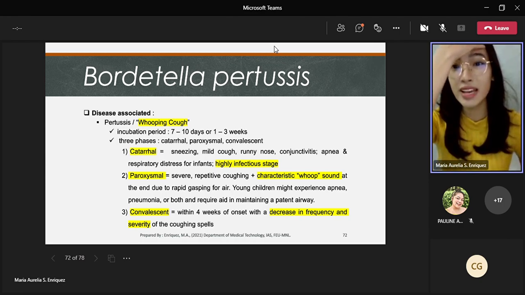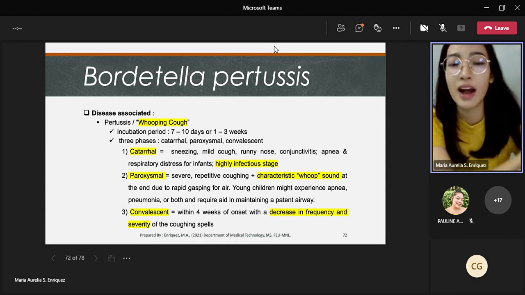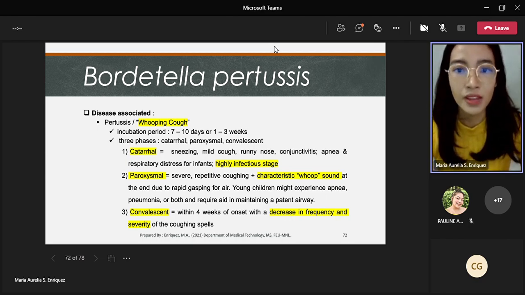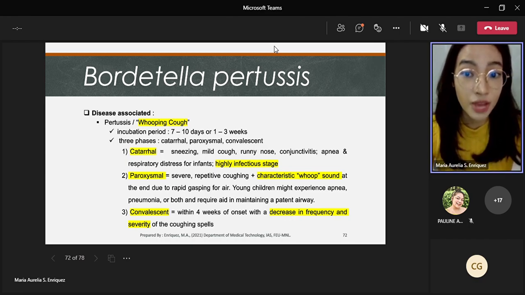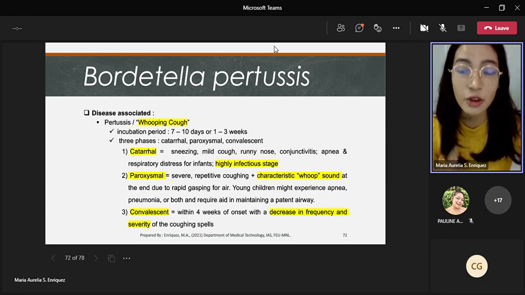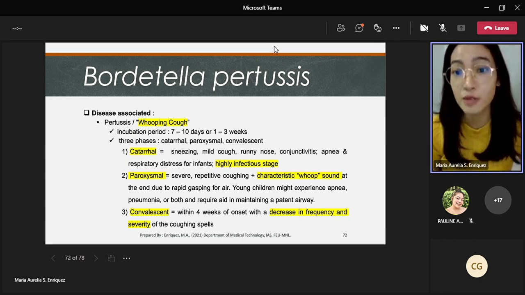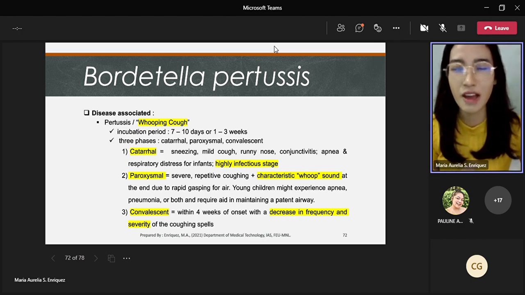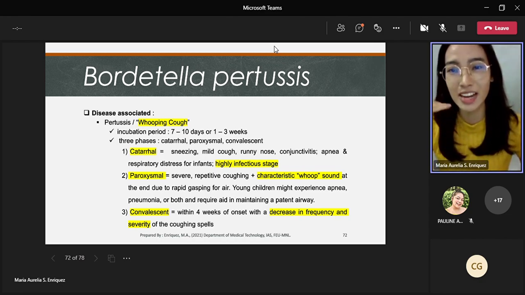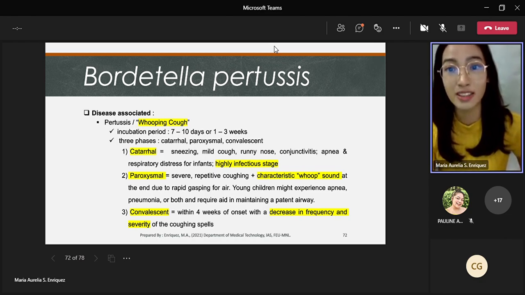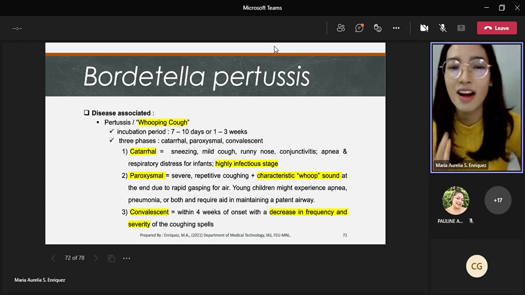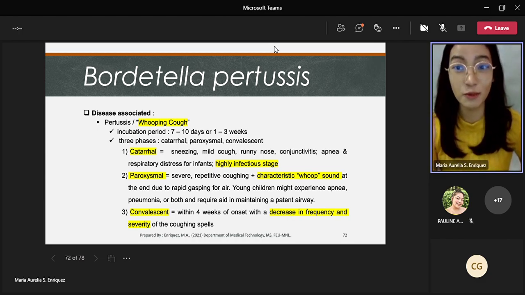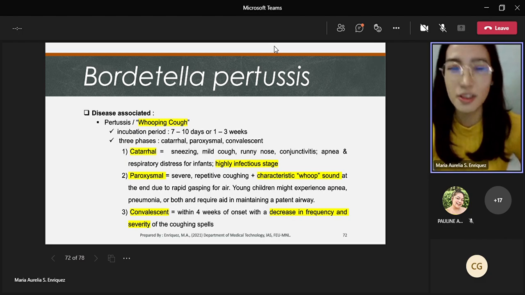So medyo mas mahirap po for younger children yung pagkakaroon ng whooping cough kasi po, yun nga, mas maliit yung airways nila. Next is the paroxysmal phase, where we get to hear the characteristic whooping sound at the end of each bout of cough. And this is due to the patient rapidly gasping for air. So if ever nasubukan nyo ng inuubo kayo, tapos dire-diretso yung ubo nyo, it gets difficult to breathe, right? So you would inhale air very rapidly, and then maririnig yung whooping sound. So yun po yung parang whooping cough. Okay, so doon nanggaling yung common name niya.